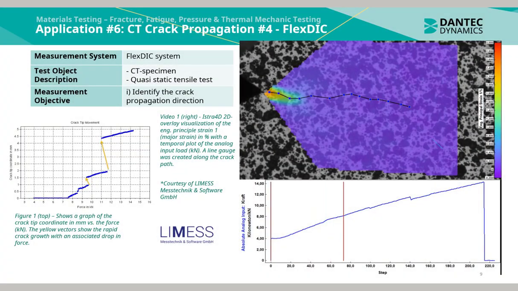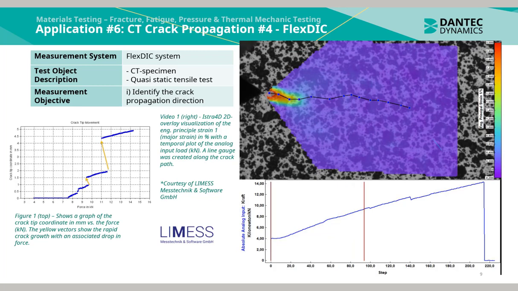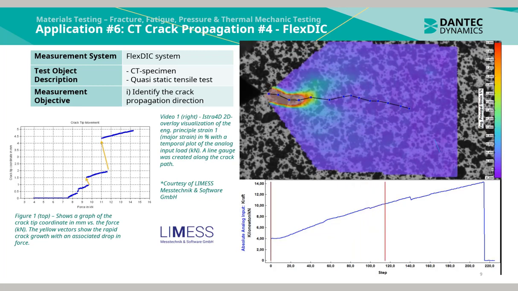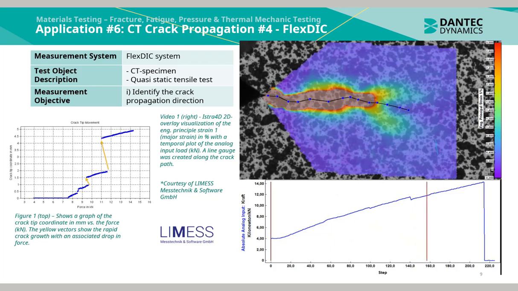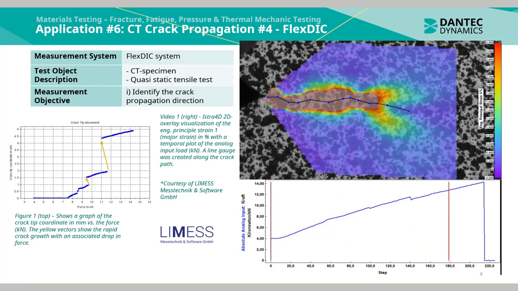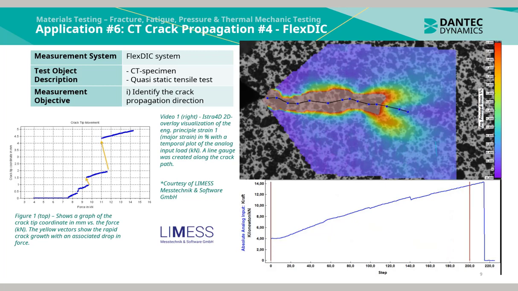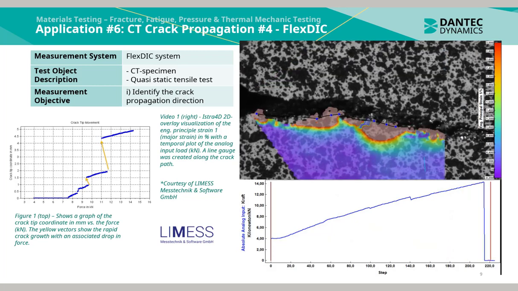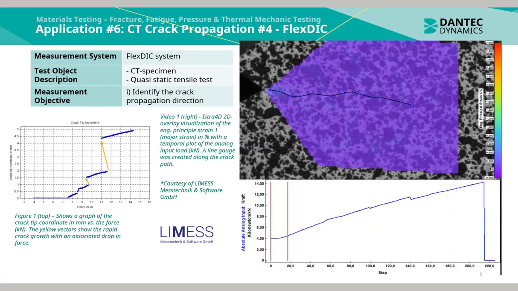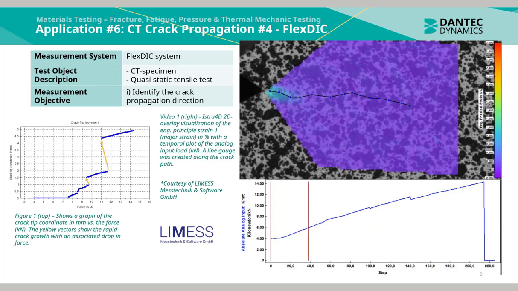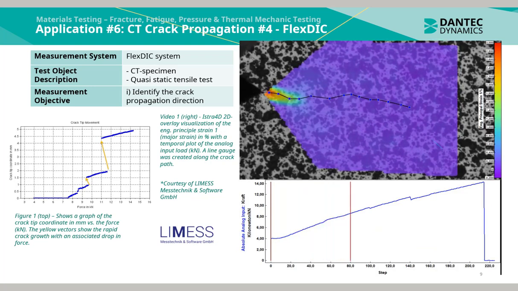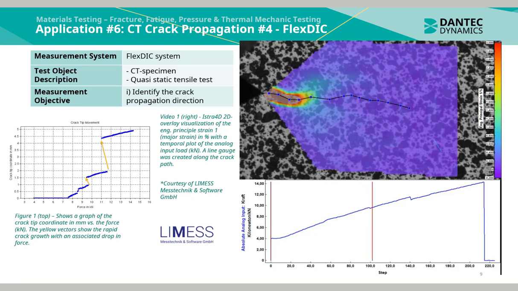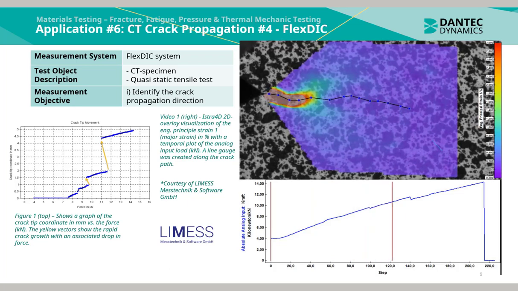This CT crack propagation application was measured using the FlexDIC system. The CT specimen was measured using a quasi-static tensile test for the detection and analysis of the crack propagation. Figure 1 to the top shows a graph of the crack tip coordinate in millimeters versus the force in kilonewton. The yellow vectors show the rapid crack growth with an associated drop in force.